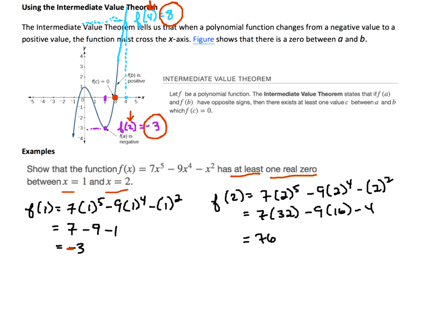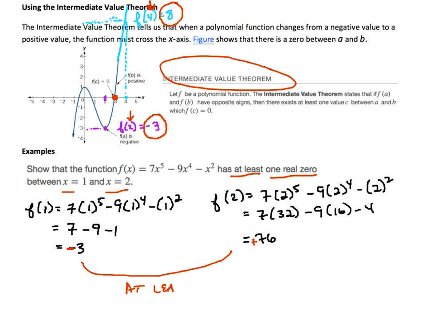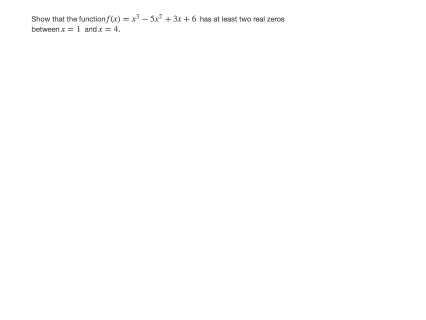Notice this one has a negative sign. This one has a positive. So we have shown, because of the intermediate value theorem, that at least one real zero exists between an x value of 1 and an x value of 2.